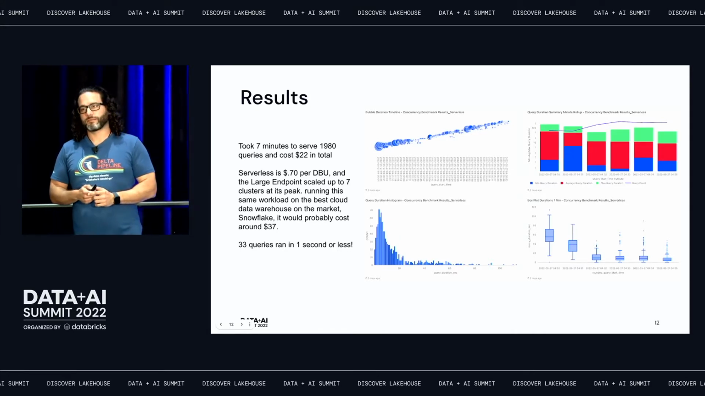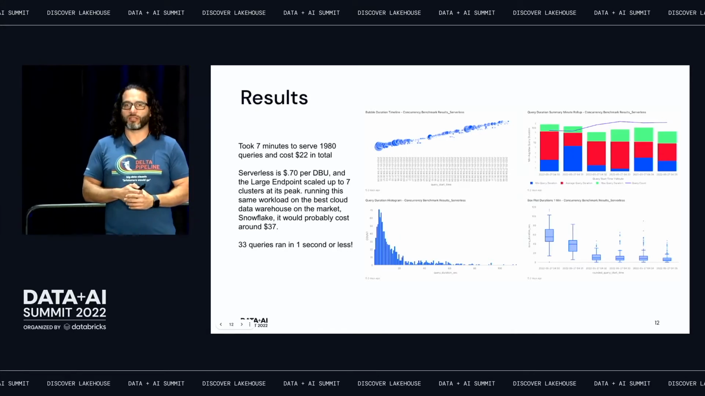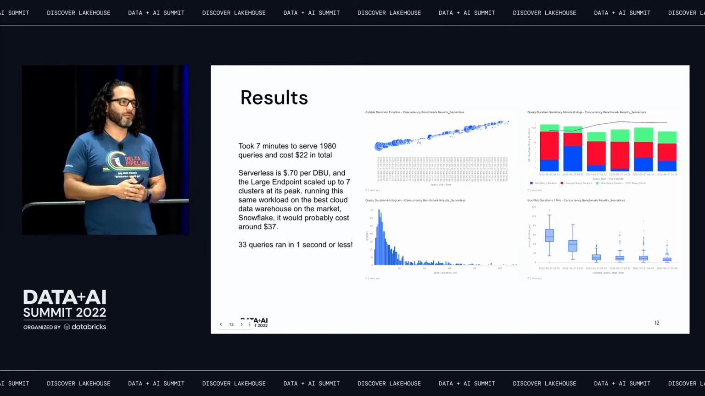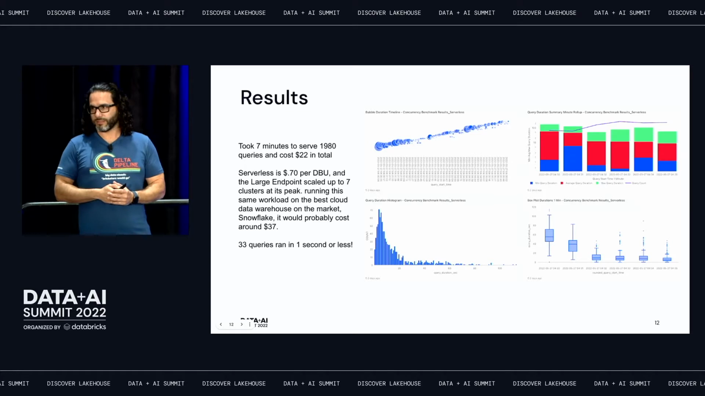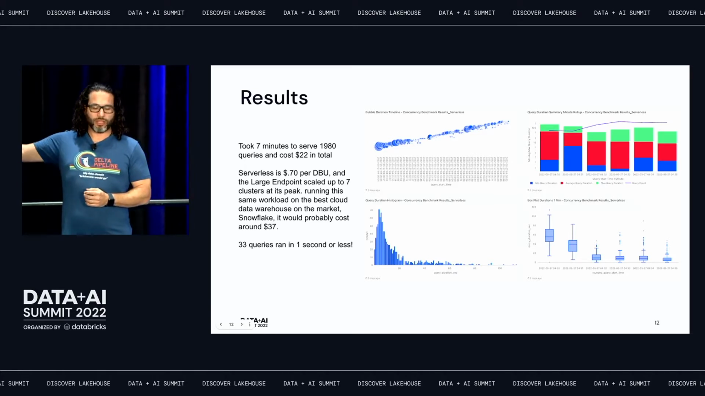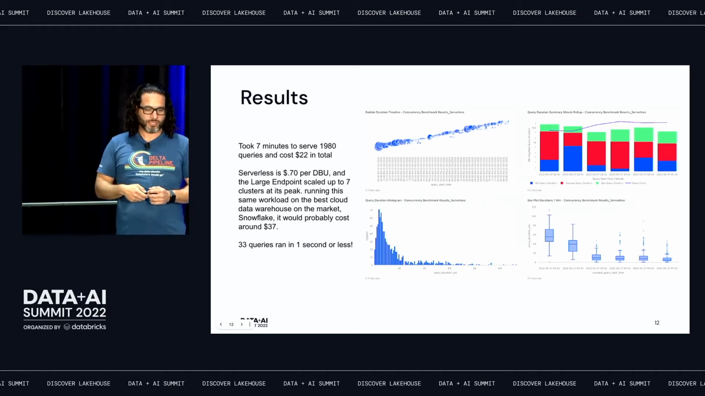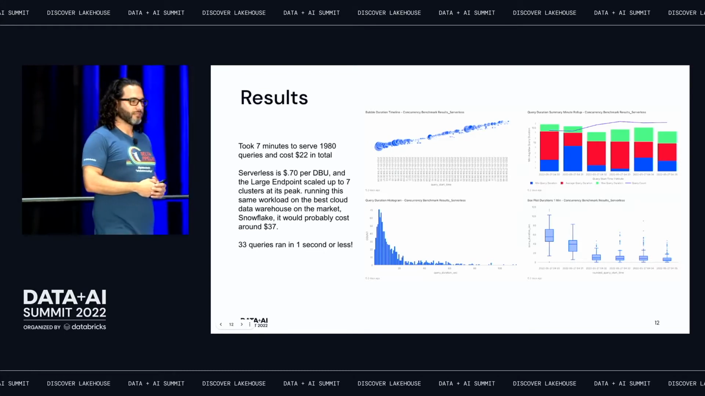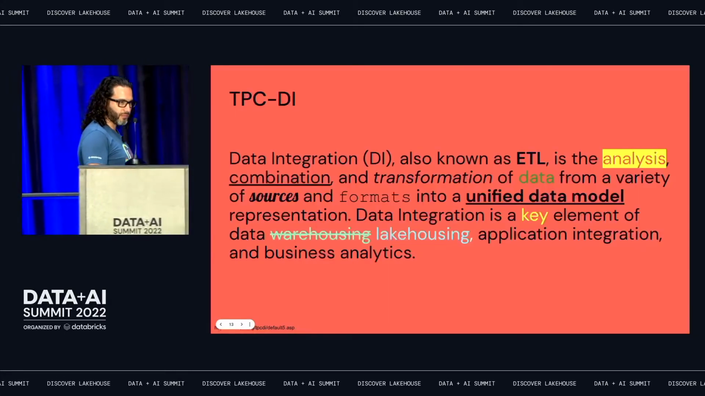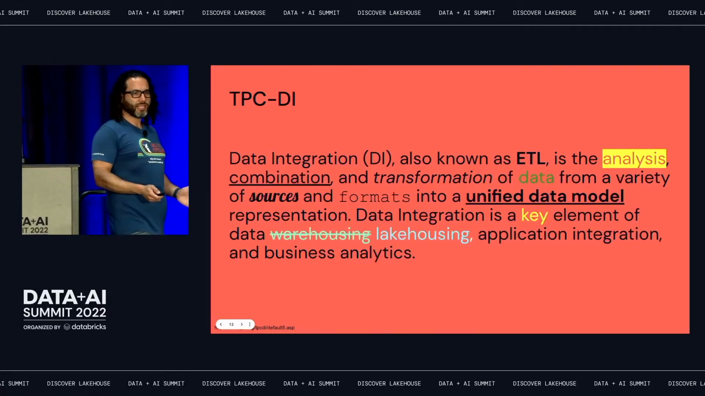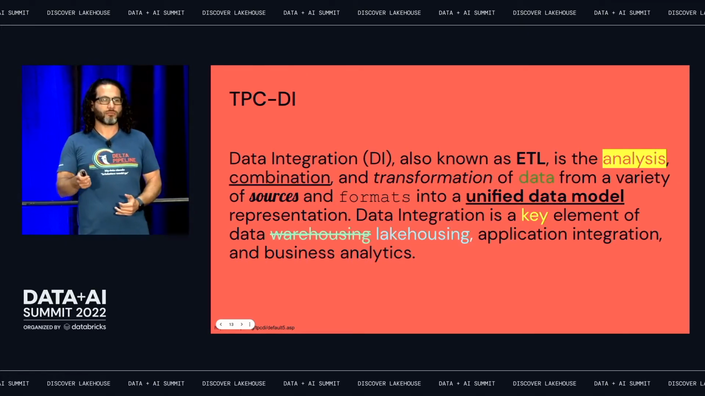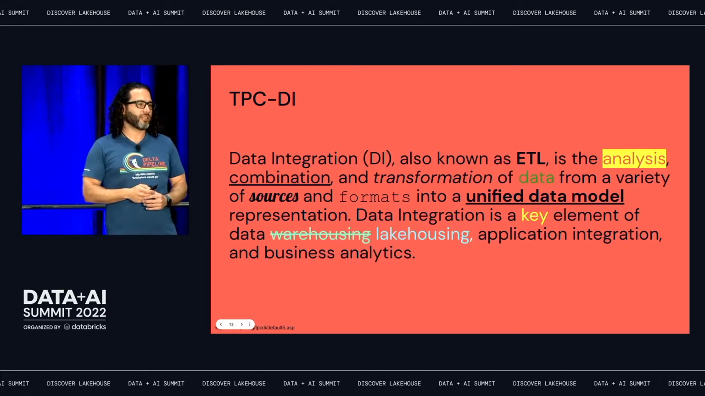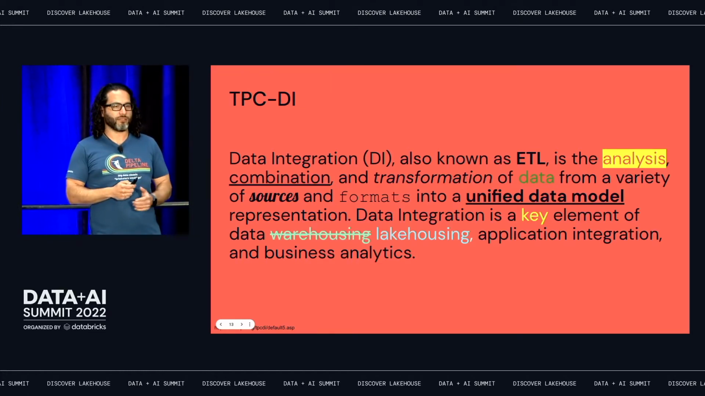And finally, most people don't know Spark to deliver sub-second query response times on small data. But Databricks SQL is not just Spark anymore. 33 of these queries ran in sub-second, 1 second or less. It's pretty impressive. But that's not all. Like I said, data warehousing is not just query serving. And I've had a problem with every vendor talking about TPC-DS for about 2.5 years now. Why? What about ETL?